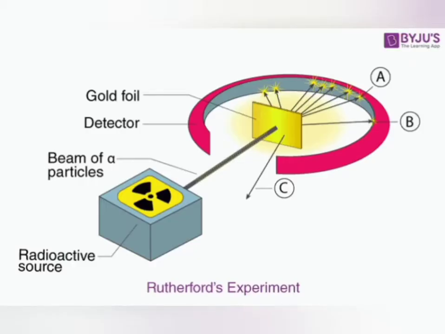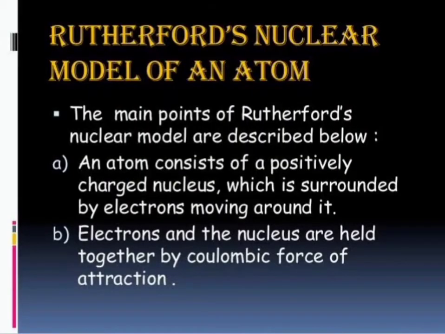You can see this slide in which you can also see the radioactive source. With the help of this radioactive source, we bombard alpha particles on the gold foil, and the detector is used to detect the alpha particles, the beam of particles. This is the flow of alpha particles.